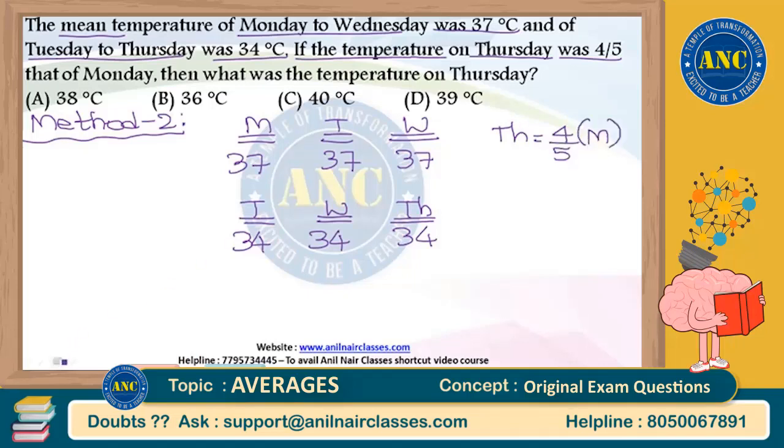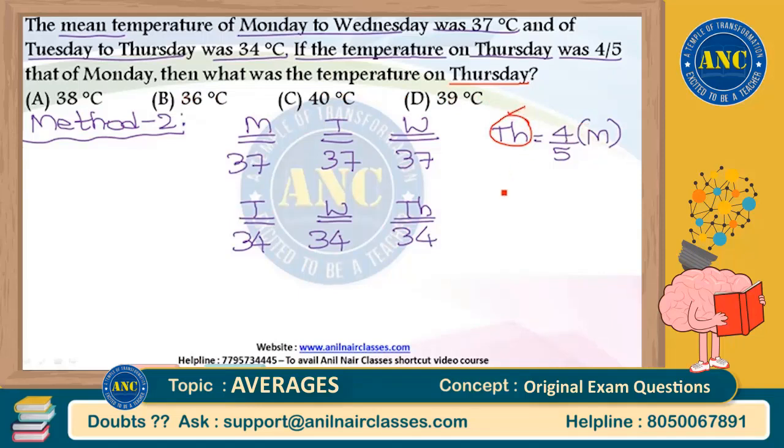Thursday is nothing but 4/5 of Monday. Now what is your question? The question is, what was the temperature on Thursday? That means this value they are asking. All the options are whole number options. That means the left hand side is a whole number, so the right hand side should also be a whole number.